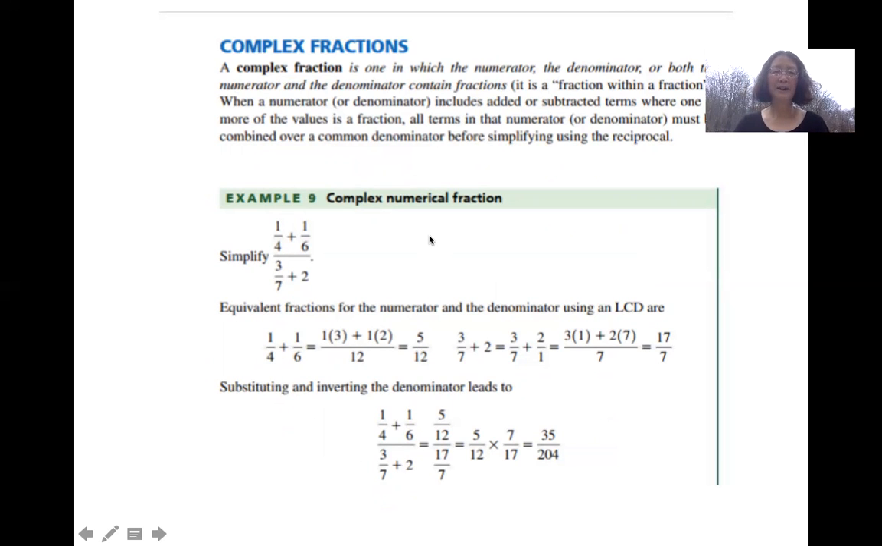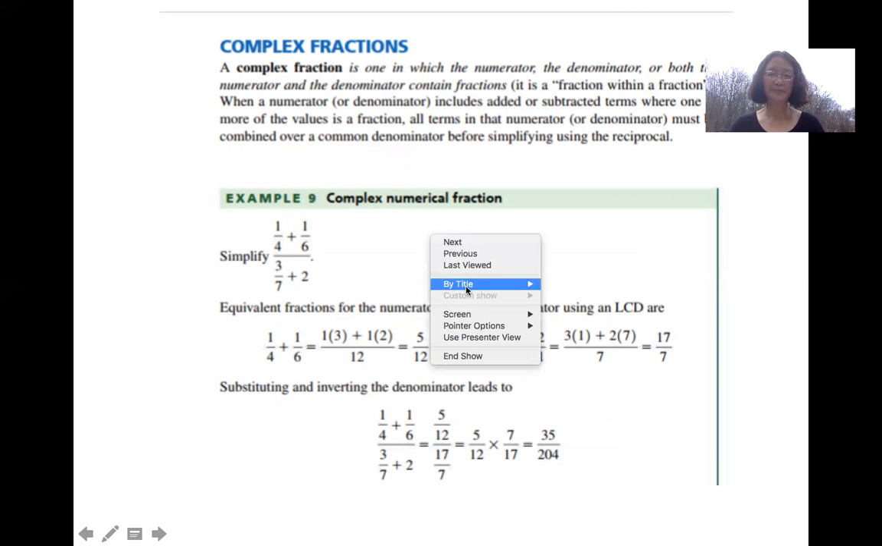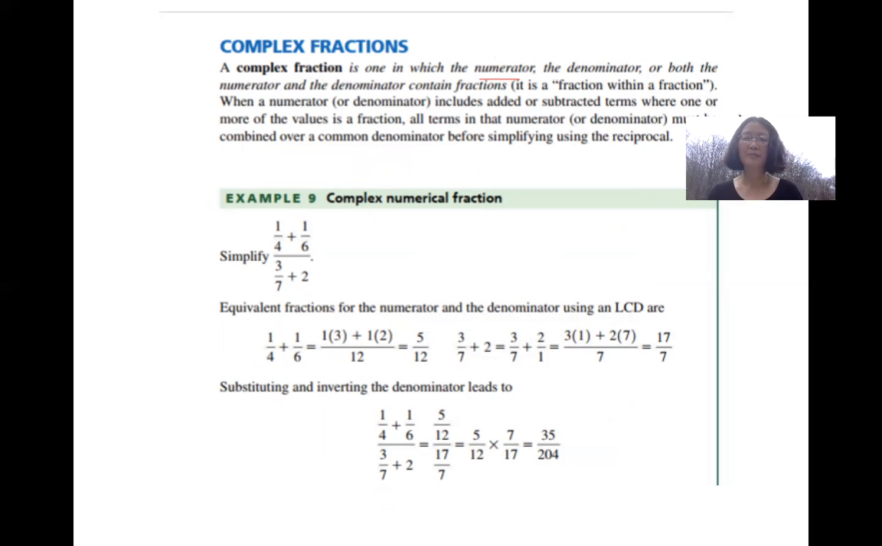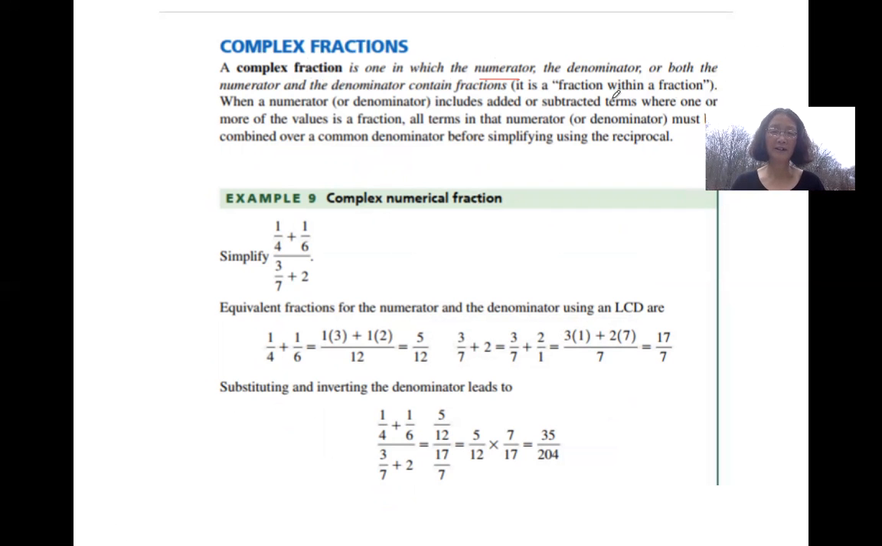This is the complex fractions. A complex fraction is one where both the numerator and the denominator contain another fraction. For example, this is the numerator, and the numerator has another fraction. This is the denominator, which also includes another fraction. So how do you simplify?